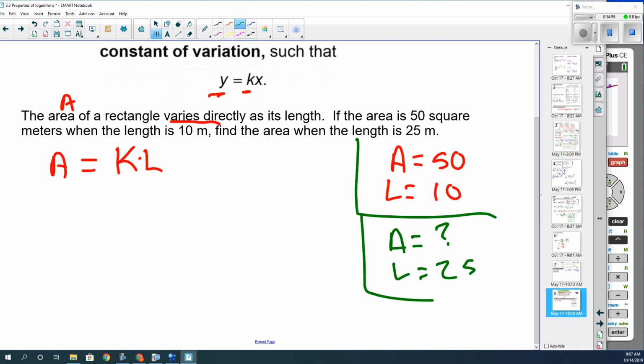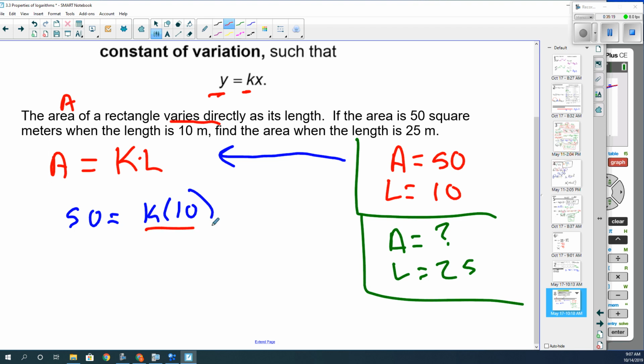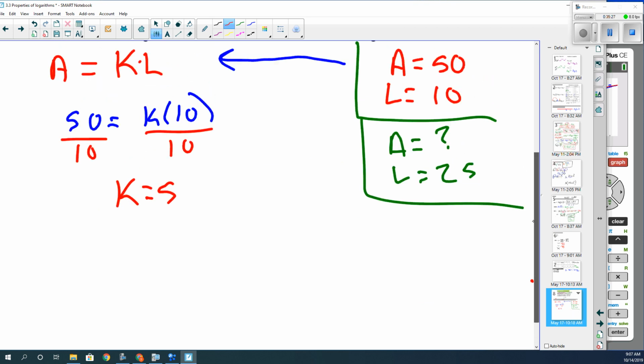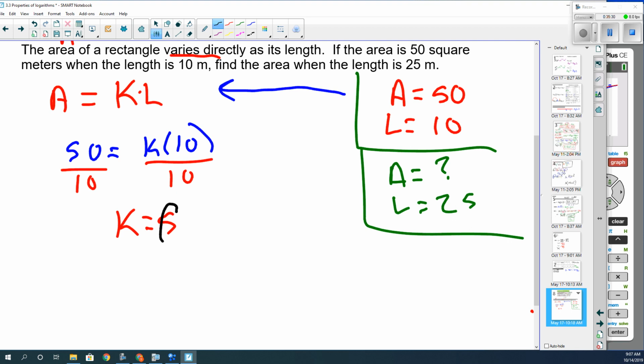So it gave me two bits of information. The first bit of information was so I could plug these numbers in and actually find out what k was. Once I know what k is, then I can solve for the area when the length is 25. So my A, I'm going to replace with 50. Then I have k, and then I replace my L with a 10. So then if I wanted to know what k was, we would divide by 10 and get k is 5. So my formula now for the area of the rectangle, I would take this 5 and replace it for the k. So my formula is 5 times L for the area of this rectangle.